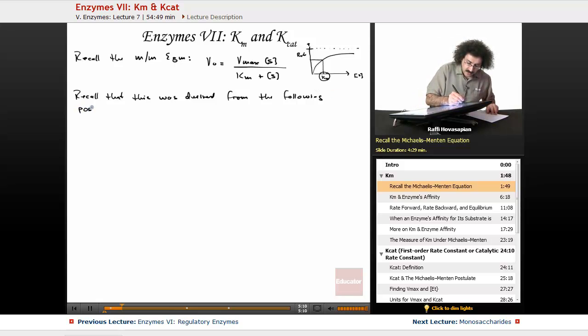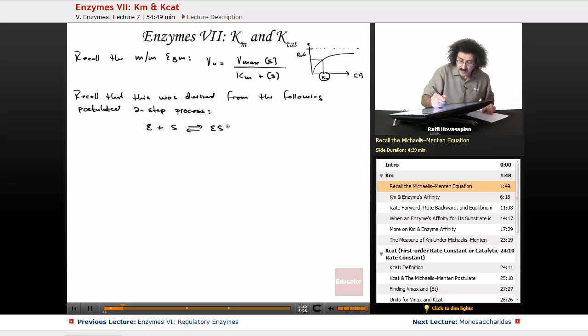So Michaelis and Menten postulated a two-step process. They said that you had enzyme plus substrate, an equilibrium that exists between that and the enzyme-substrate complex once it's attached, and then that breaks down into enzyme plus product. There is some K1, which is the rate constant for the forward reaction. There is some K negative 1 for the breakdown of enzyme-substrate back to enzyme and substrate.